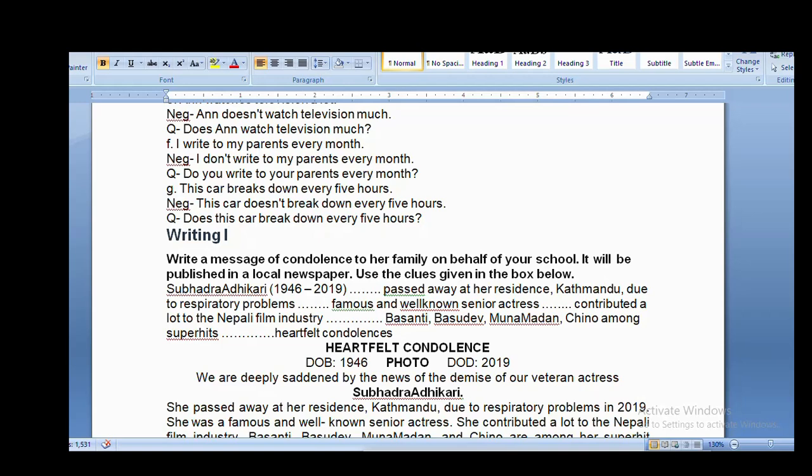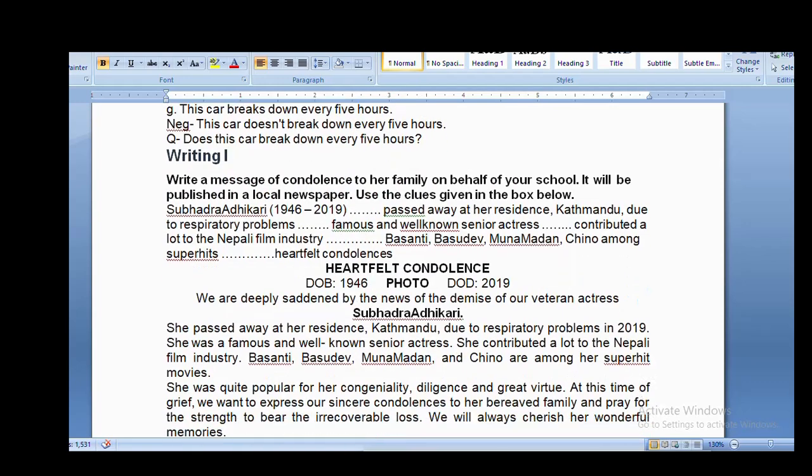Write a message of condolence to her family on behalf of your school. It will be published in a local newspaper. Use the clues given in the box. Death is a fiction, 1946 to 2019. Passed away at her residence, Kathmandu, due to respiratory problems. Famous and well-known senior actress. Contributed a lot to the Nepali film industry. Basanti, Basudev, Munamadan, Chino among superhits. Heartfelt condolence. So let me go to the solution.